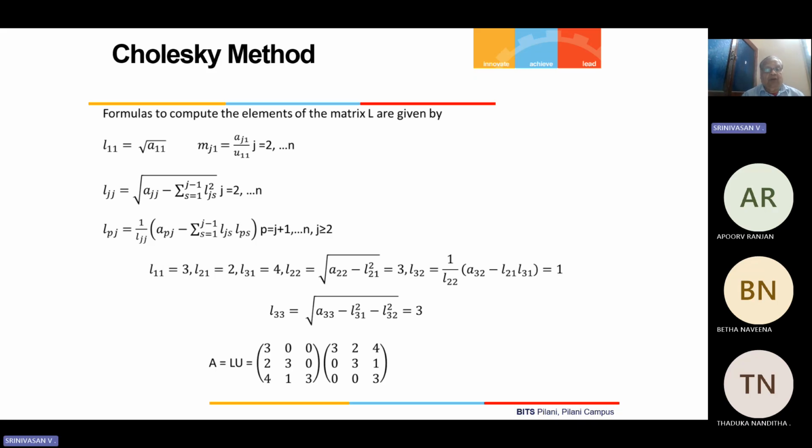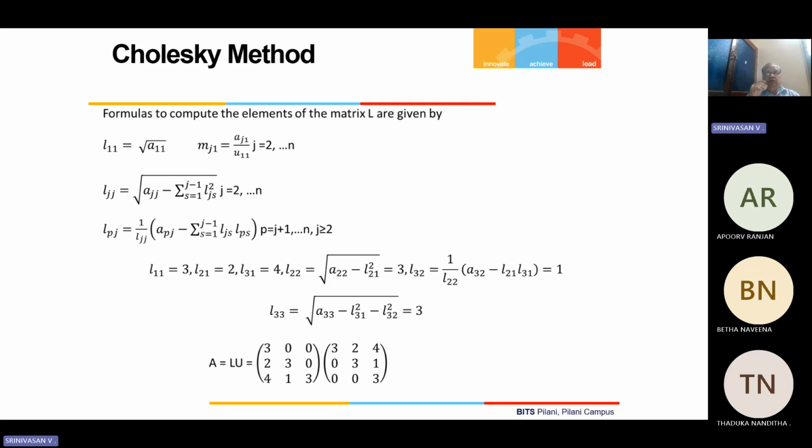AJ1 by L11. So what is here? L21 then A21. A21 is 6 in your data. 6 divided by 3. So you get 2. Then L31, similarly 12 divided by 3. So you get 4. Then so we have L11, L21, L31. Okay, that is first column, first row, first column, second row, first column, third row, first column.